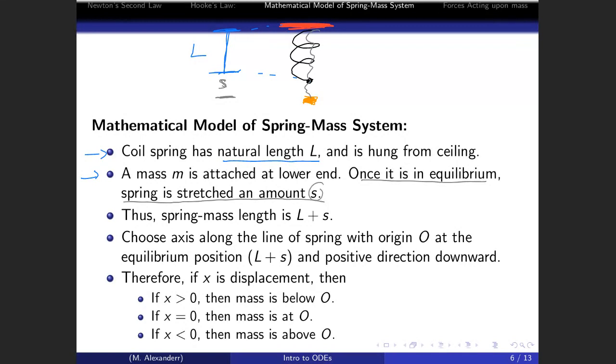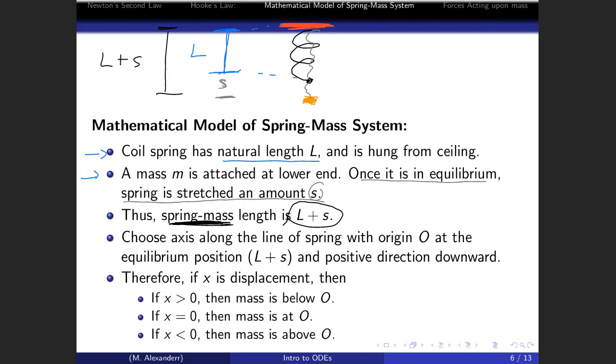Okay, and so what that means is the following. We also have another piece of information here. We are saying that the spring together with the mass has a total length of L plus S, from combining the two things. So L plus S is the combined length of the spring together with the mass. They are now in equilibrium, and that distance in equilibrium is L plus S.